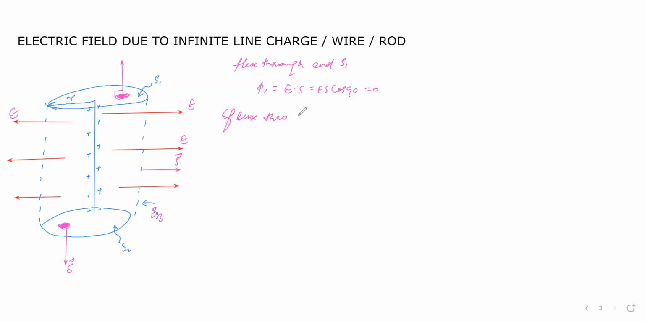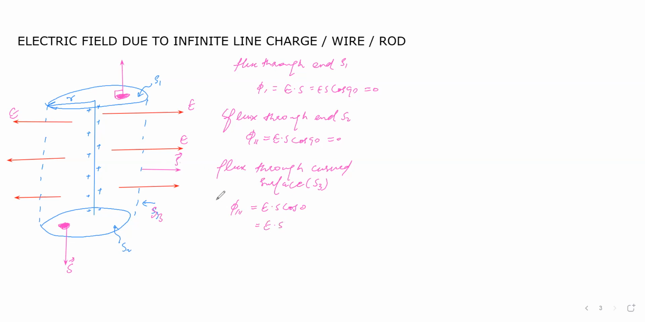Similarly, flux through S2. Again, we are going to do the same thing: ES cos of 90, which is again 0. And the last surface is flux through the curved surface. This curved surface is your surface number 3. Yes, sir. This is your phi 3, which is ES cos of 0 degree, which is E and S.